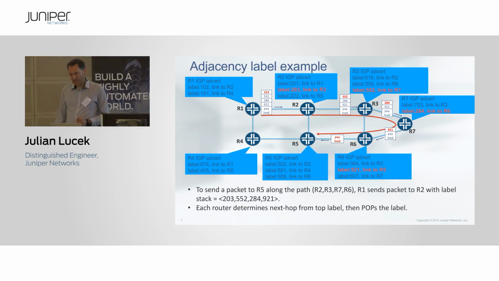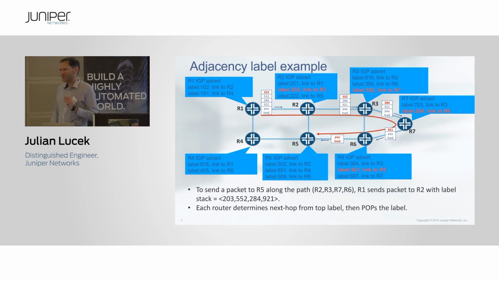Now, if we think about router R1 at the top left, suppose it wants to send traffic to R5, not via the shortest path, but via this particular path shown in red. It can do that by pushing the appropriate stack of adjacency labels onto the packet. If you've got n links in this end-to-end path as shown in red, then you need n-1 adjacency labels to precisely specify this path. You don't need a label for the first hop because the router simply pushes the packet out on the required link. You don't need a label associated with that first hop from R1 to R2.